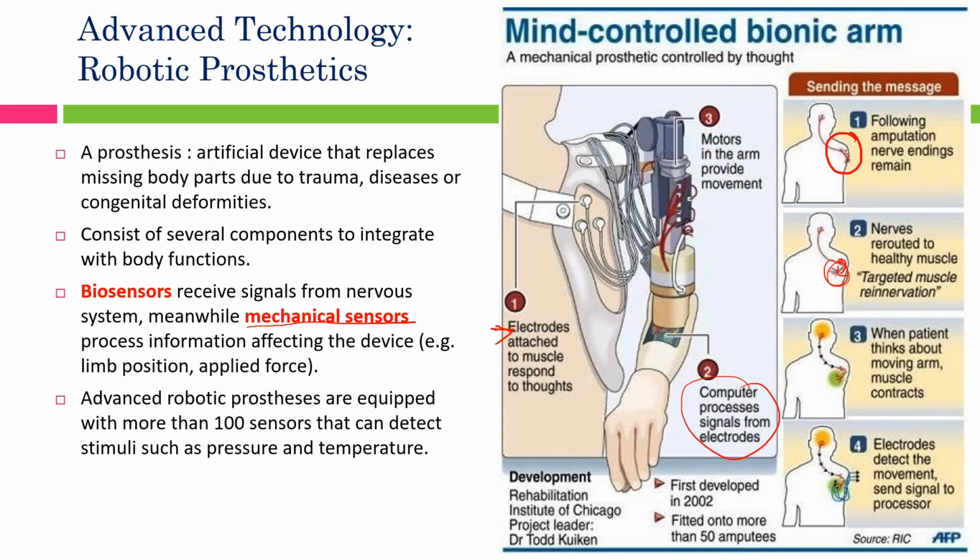Advanced robotic prostheses are equipped with more than 100 sensors that can detect stimuli such as pressure and temperature. So not only does the thought from the brain send signals to the bionic arm, but the arm can also detect external stimuli such as pressure and temperature and send them to the brain.